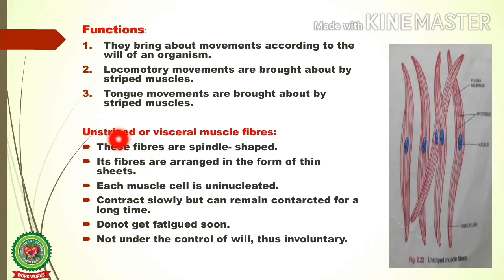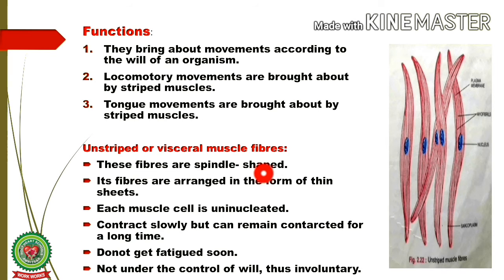Now students, we will discuss unstriped or visceral muscle fibers. These fibers are spindle shaped. Its fibers are arranged in the form of thin sheets. Each muscle cell is uninucleated. Uni means single, so you can say it is having single nucleus. They contract slowly but can remain contracted for long time and do not get fatigued soon. So they are involuntary in nature.